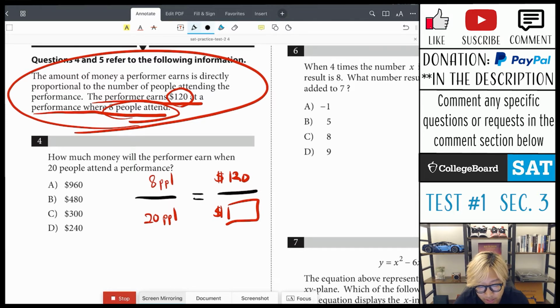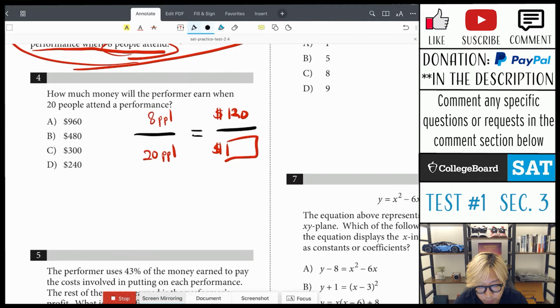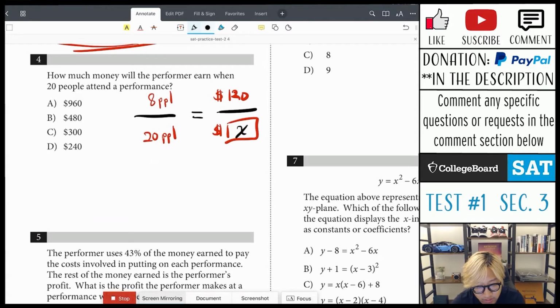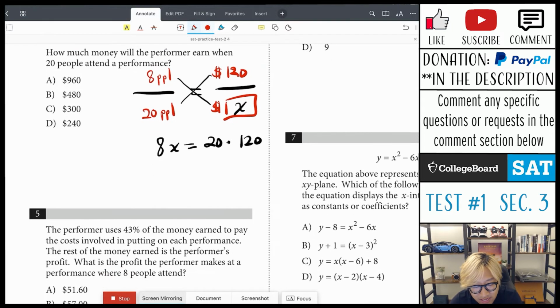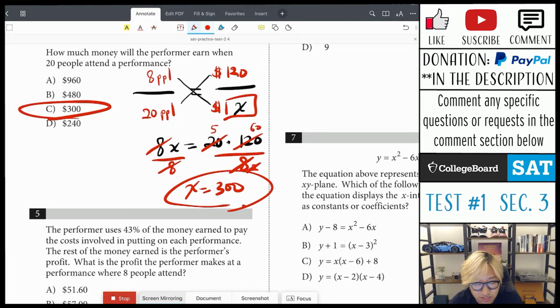Let me try cross multiplying in this question. Call that X, cross multiply. 8X is equal to 20 times 120. Please do not multiply that in your head. We're allowed to use a calculator. Divide by 8 and do that all in your calculator. So X is equal to 300. Please, just use a calculator.